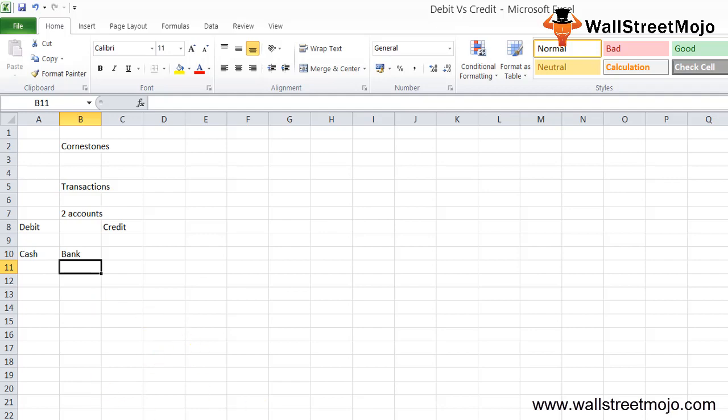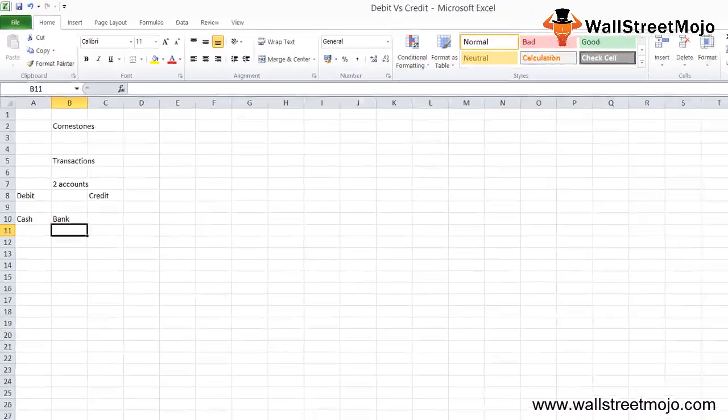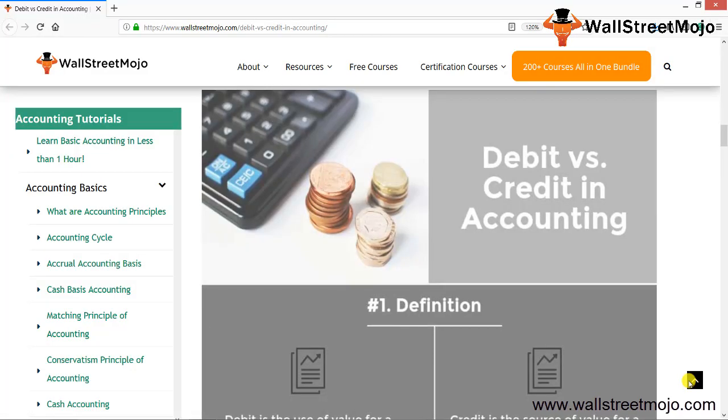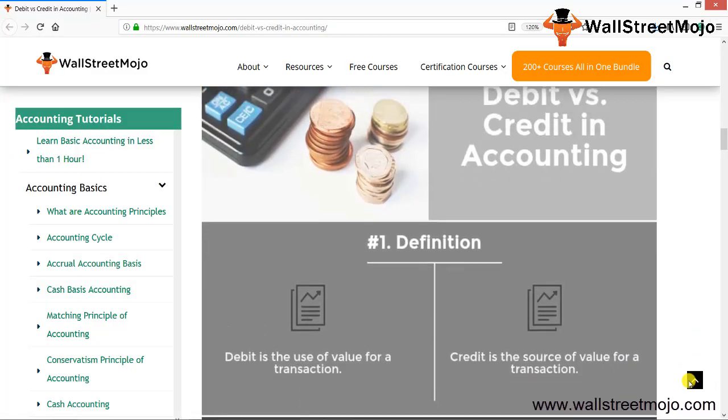Let's learn this with the help of infographics, the differences between the two. The first point of difference is going to be the definition. The debit is the use of the value for the transaction. That means any expenditure that has been incurred, which is a use. All those transactions which have a use of a value for a transaction, then it is debit.